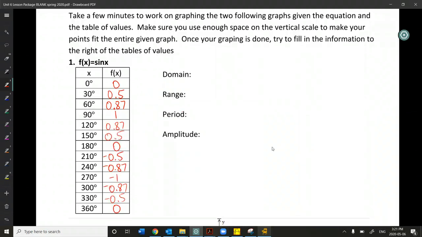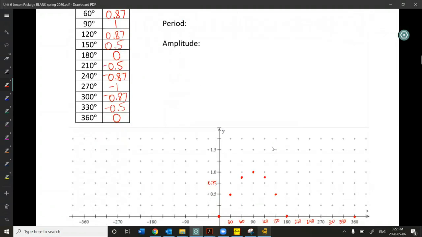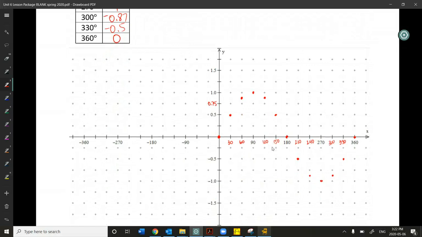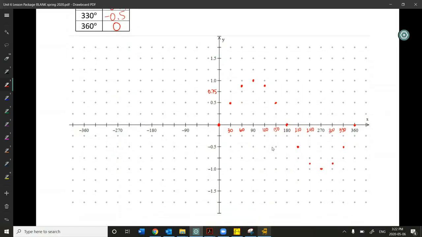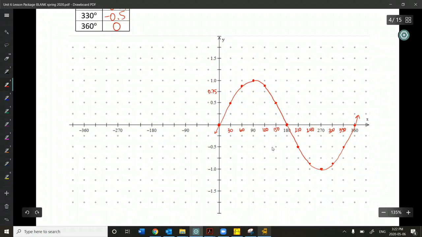Okay, so this is what you should have got for all your x and y coordinates here. And when you graph, it should look something like this. When you connect these points, you're going to connect them with a nice curved line, like so. And this is what we should get. Now this graph actually does extend in both directions, so we're going to put little arrows on the ends of this as well. And we'll label this f(x) = sin x.